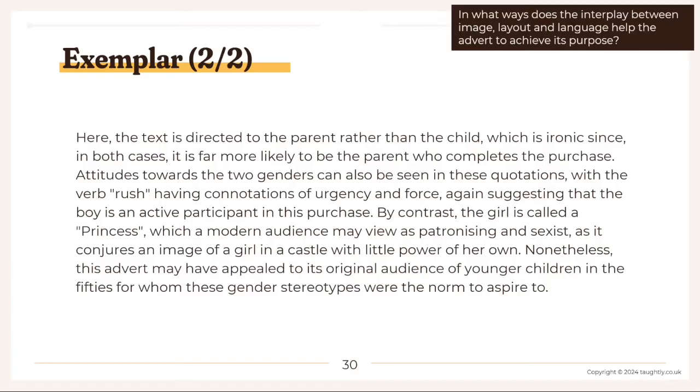Attitudes towards the two genders can also be seen in these quotations, with the verb rush having connotations of urgency and force, again suggesting that the boy is an active participant in this purchase. By contrast, the girl is called a princess, which a modern audience may view as patronising and sexist, as it conjures an image of a girl in a castle with little power of her own. Nonetheless, this advert may have appealed to its original audience of younger children in the 50s, for whom these gender stereotypes were the norm to aspire to.